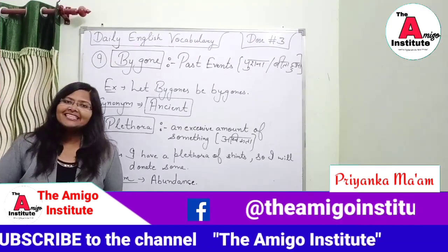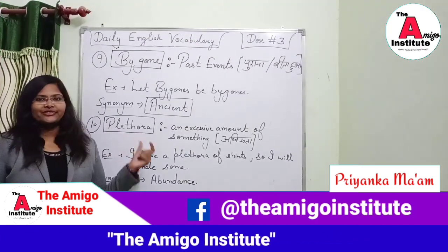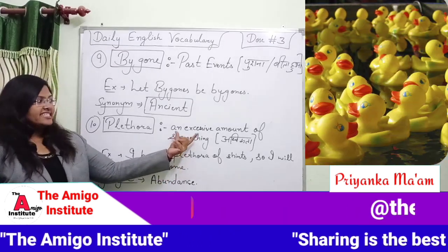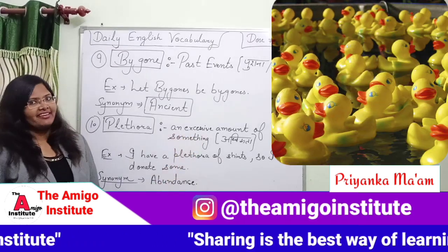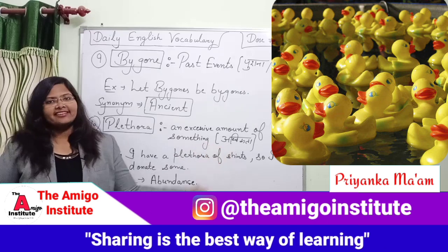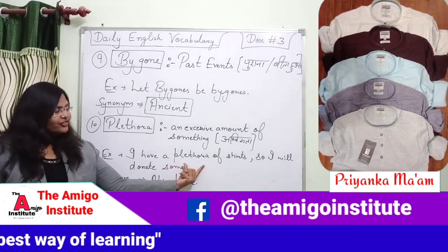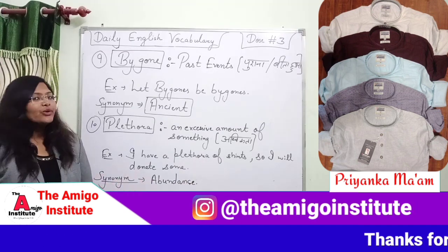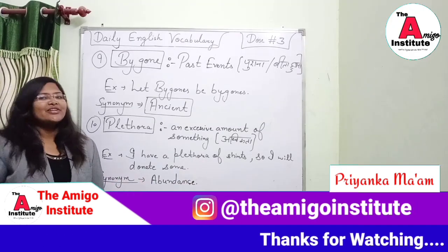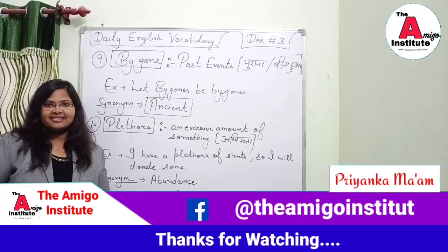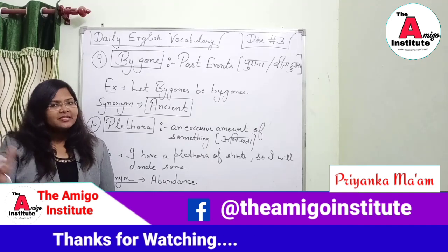Last but not least is plethora. Plethora means an excessive amount of something. In Hindi it is adhikta. Let's take an example. I have a plethora of shirts, so I'll donate some. Its synonym is abundance. Repeat after me, abundance.